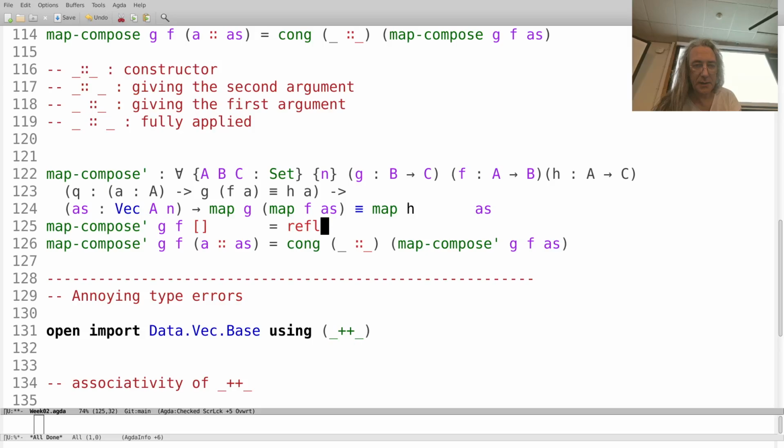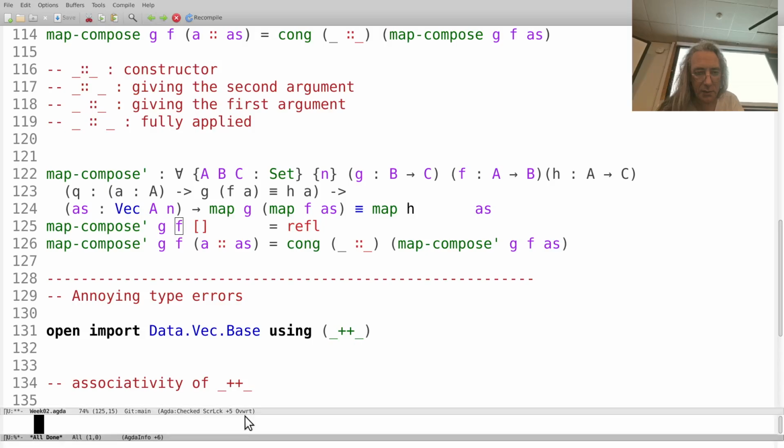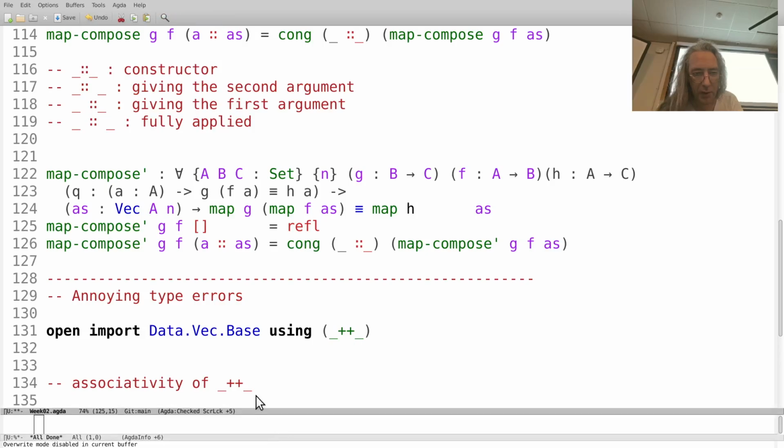Oh, are we in insert mode? This is not good. Yeah, we are in overwrite mode. Can I just click there to get out of it? Maybe. Can't click. Turn off minor mode.